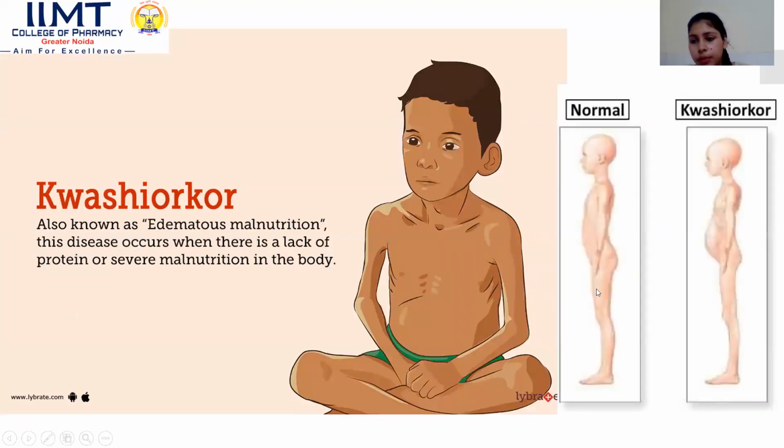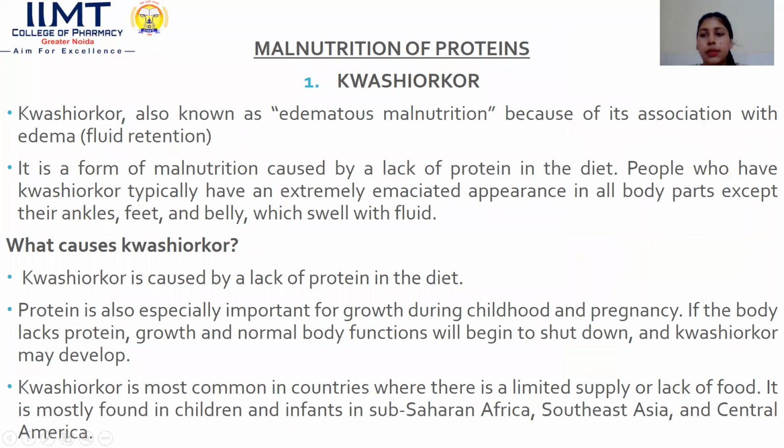This is a normal body, and this is the body of a person having kwashiorkor. Due to lack of protein or severe malnutrition in the body, this problem arises. So it is a form of malnutrition caused by lack of protein in the diet. People who have kwashiorkor typically have an extremely emaciated appearance in all body parts except their ankles, feet, and belly, which swell with fluid. Kwashiorkor is caused by lack of protein in the diet.